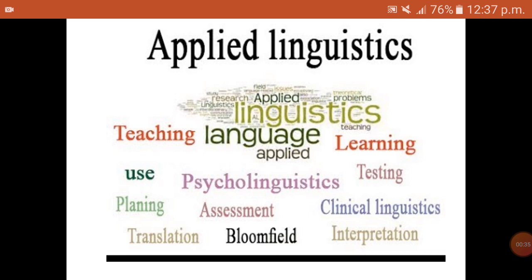The term applied linguistics refers to a broad range of activities which involve solving some language related problems or addressing some language related concern. It appears as though applied linguistics, at least in North America, was first officially recognized as an independent course at the University of Michigan in 1946.